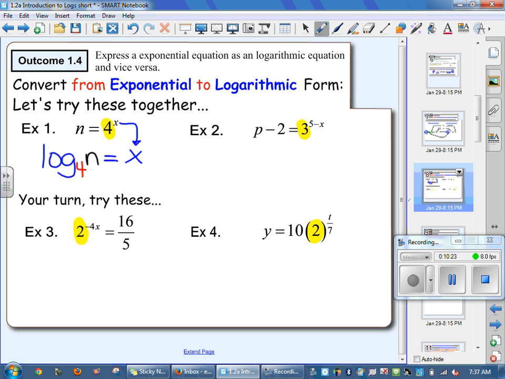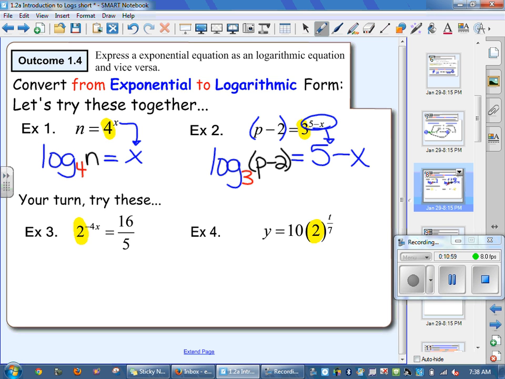Let's try example 2. Just because we've got more than one thing on the left-hand side, it doesn't matter. We just need to put it in brackets because there's more than one value. So again, I start by writing the word log, my little base number in front of log, which is the base of the exponent, a 3, so it's going to be my subscript 3. The answer here is going to be my p minus 2. Again, it's in brackets. And that's going to all equal my exponent, 5 minus x. So the exponent comes down as the answer to the log again.